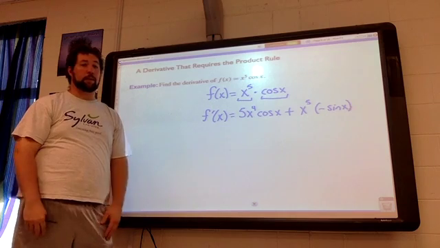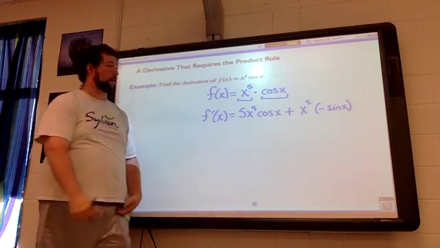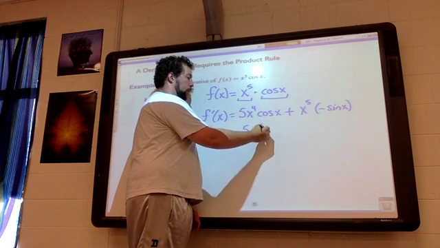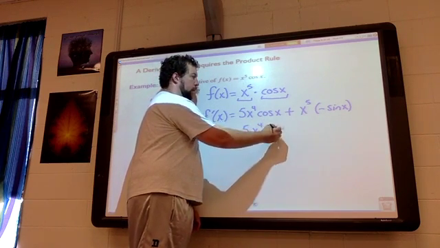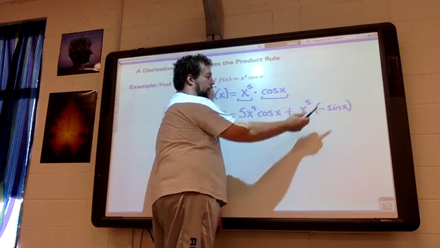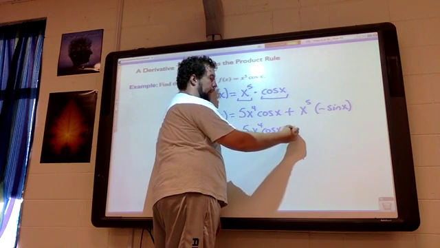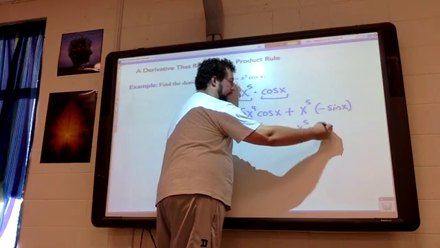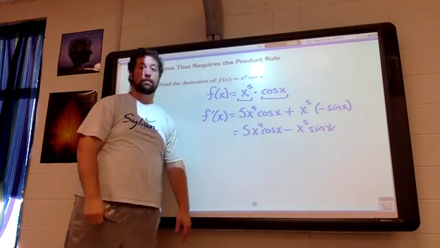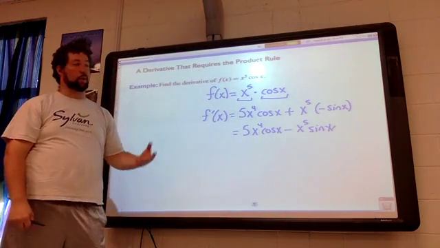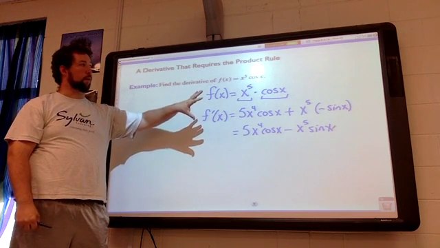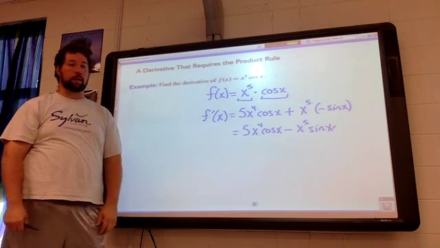And that's almost it. I need one little cleanup of it. 5x to the 4th times the cosine of x. But since we got a negative here, we'll just bring that out front. It becomes a minus x to the 5th sine of x. And that's it. Using rules you already know with these derivatives of trig functions, you get the answer.